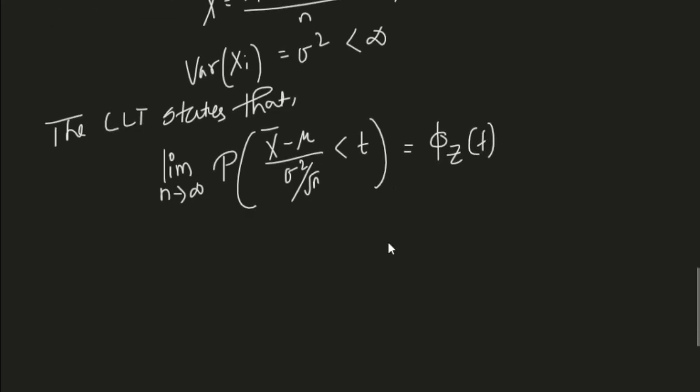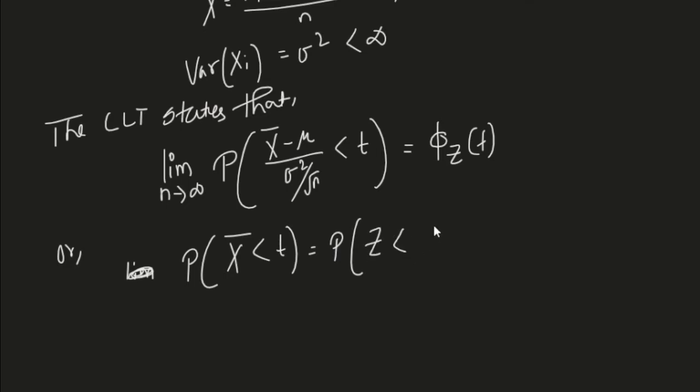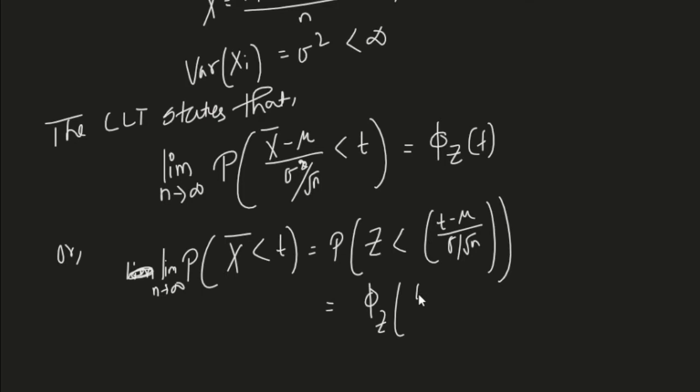Or in other words, what you can do is write like this: probability of x bar less than some t can be written as probability of z, where z is a standard normal variable, less than t minus mu by sigma square, actually sigma by root n, not sigma square. So let me correct this part. Sigma by root n. Right, and this only happens when you have the limit n tends to infinity. So it basically becomes phi of t minus mu by sigma by root n. So this is how the CLT works.